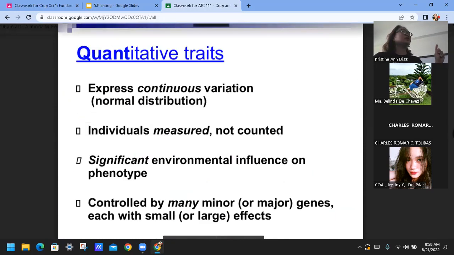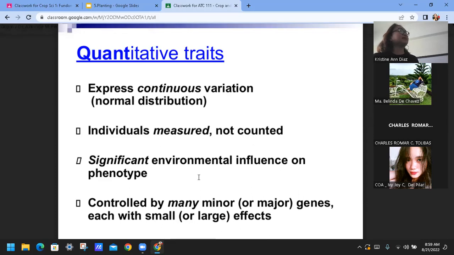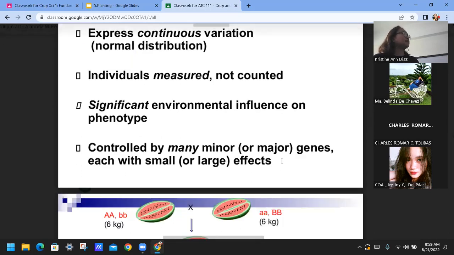So those were the qualitative traits. And for the quantitative traits, these are expressed in continuous variation or normal distribution. And again, your individuals measured are not counted. So this has significant environmental influence on phenotype. And these are controlled by many minor genes with small or large effects.